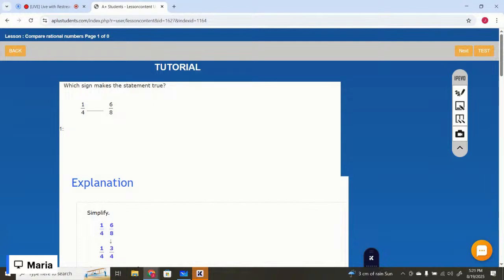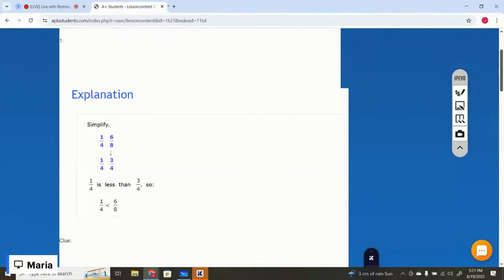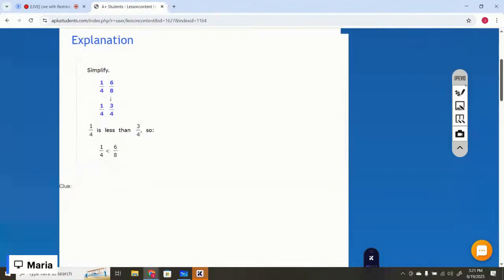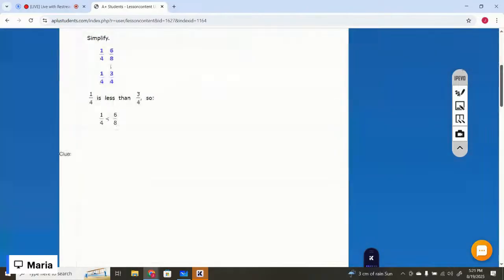Which sign makes the statement true? So let's just make the denominator the same, right? Thus, we need to simplify that 6 by 8. When we simplify 6 by 8, that would be 3 over 4. So 1 by 4 and 3 by 4 have exactly the same denominators. So let's just look at their numerators. 1 by 4 is less than 6 by 8.